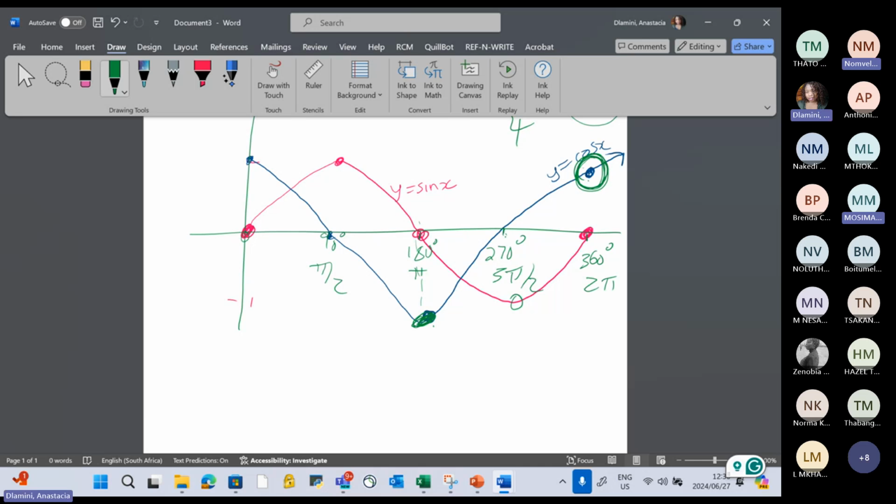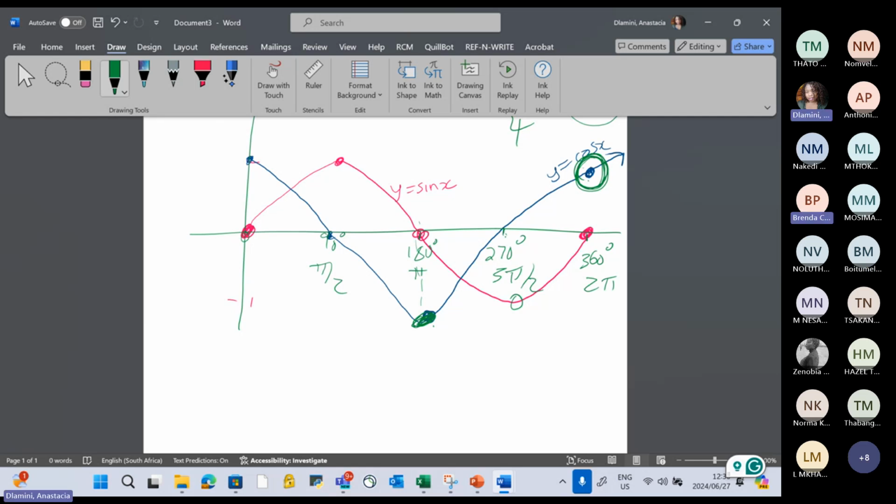Ma'am, if I may ask, when you're using this graph and asking about the cos and the sine, are you asking the x values on cos and the y values on sine? No, I'm just asking. The x and y values are only for the unit circle.